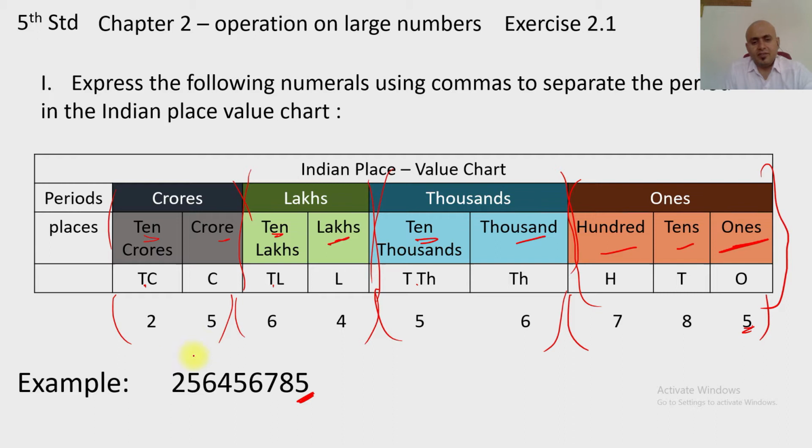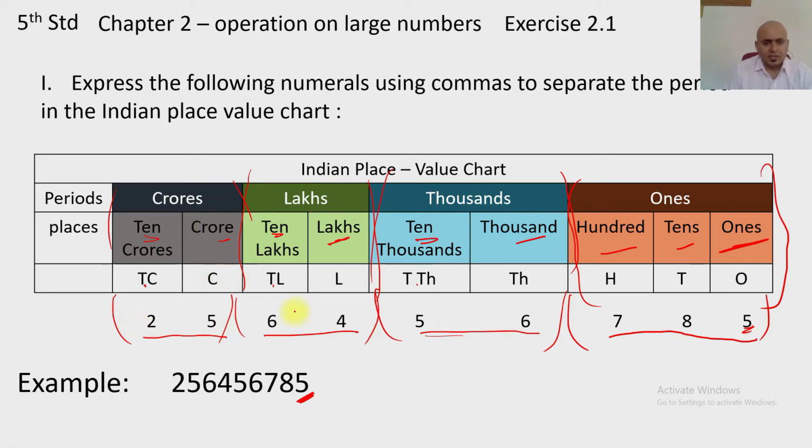So by looking at this, we can say this is 25 crores, 64 lakhs, 56 thousands, and 785 ones. By filling the numbers in the table, we can read the numbers easily.